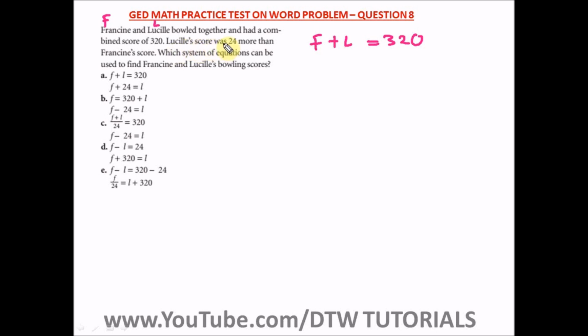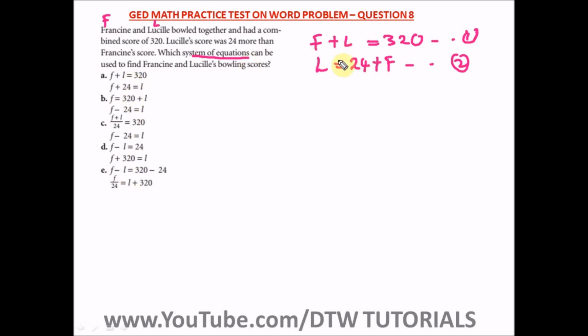320. Lucille's score was 24 more than Francine's score. Okay, so it means L is equal to what? 24 plus F. Is that not what it means? Lucille's score was 24 more than Francine's score. So this is what this statement means. So it now says, which system of equations can be used to find Francine's and Lucille's bowling score? Okay, so we have to find the two equations. The system of equations, that's what the question is asking for. We've already interpreted this. So these are the first equation and these are what? Second equation. So these are the two equations that we will use. This is the system of equations. So this is our answer.